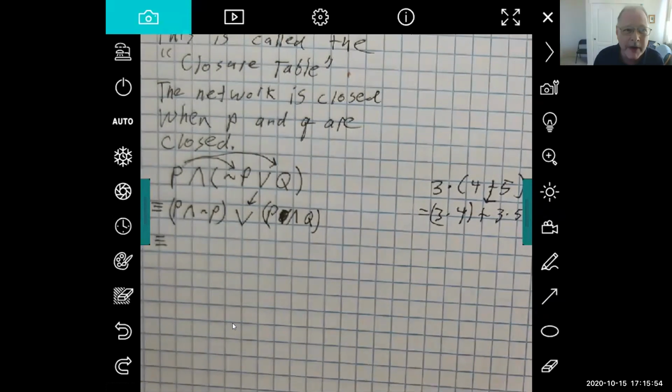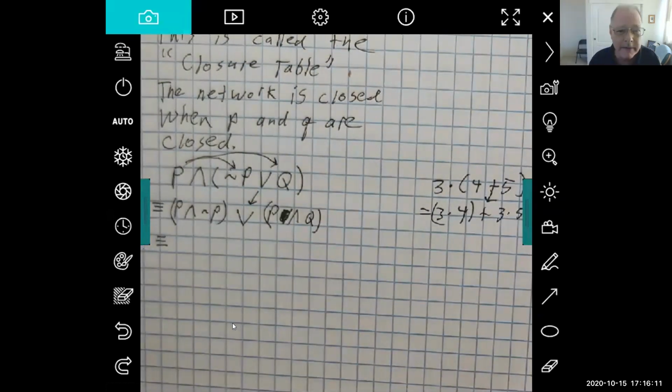Why am I using the 3-bar equal? It's more equal than just an equal. It's because it doesn't matter whether P and Q are true or false. You can plug in any values for the variables, doesn't matter. The expressions have the same value regardless. This and this are going to have the same value for all combinations of true and false. So, I did my distributive property.